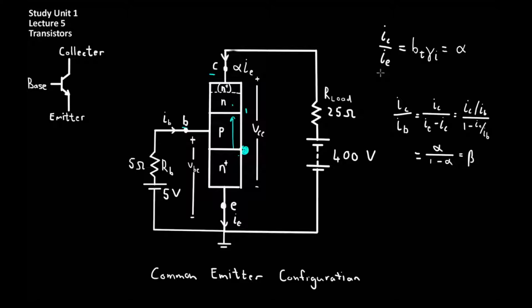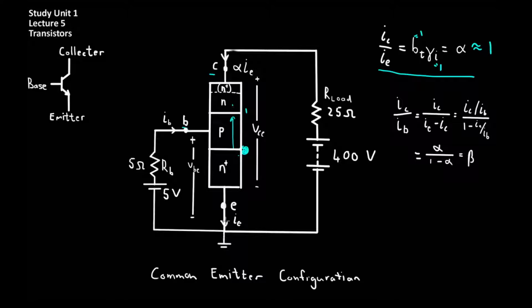The relationship between the emitter and collector currents is given by this equation here in terms of alpha, which is the current transfer ratio, which is simply the collector current divided by the emitter current. This is equal to Bt times gamma I, where Bt is the base transport factor and is ideally equal to 1. Gamma I is the injection efficiency of the transistor and should also ideally be equal to 1. If both Bt and gamma I are approximately 1 for a good transistor, then alpha will also be approximately equal to 1.